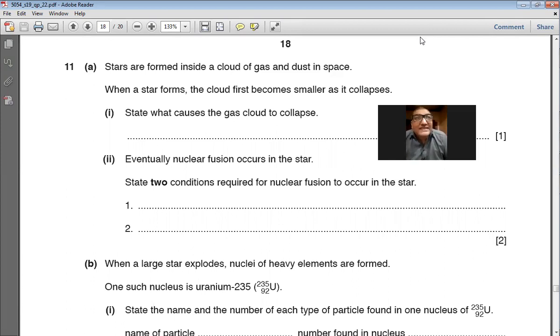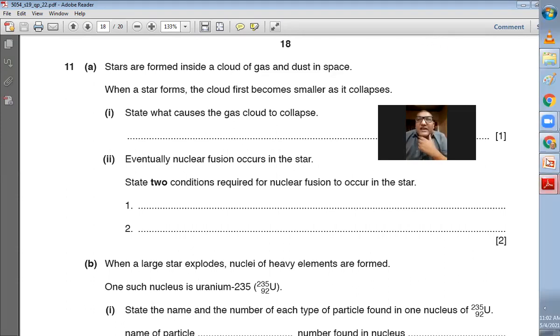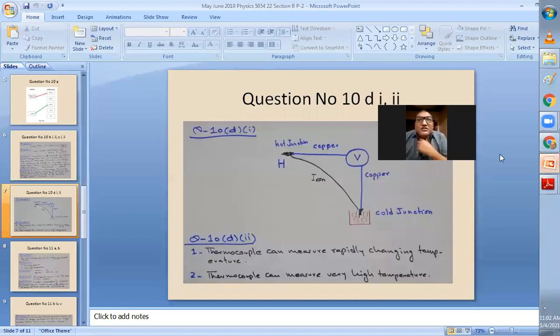Stars are formed inside a cloud of gas and dust in space. When a star forms, the cloud first becomes smaller as it collapses. State what causes the gas cloud to collapse. You see, that cloud has a very strong gravity. It has a gravitational attraction. So due to that gravitational attraction, the cloud will collapse. So let me read my answer and then we will move on.